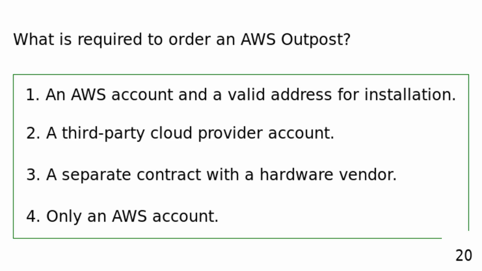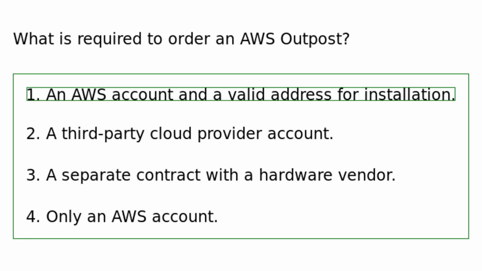What is required to order an AWS Outpost? An AWS account and a valid address for installation. A third-party cloud provider account. A separate contract with a hardware vendor. Only an AWS account. To order an AWS Outpost, you need an AWS account and a valid address for the on-premises installation.